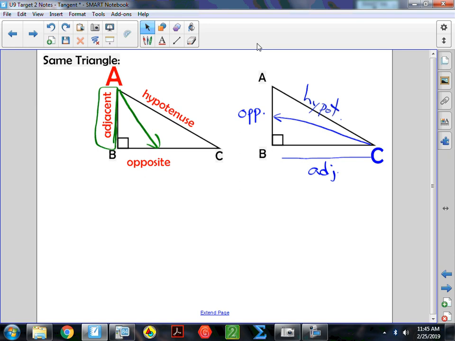And with that, we can then use the language with opposite, adjacent, and hypotenuse. We can use that same language to talk about the ratios of any two sides of any right triangle.